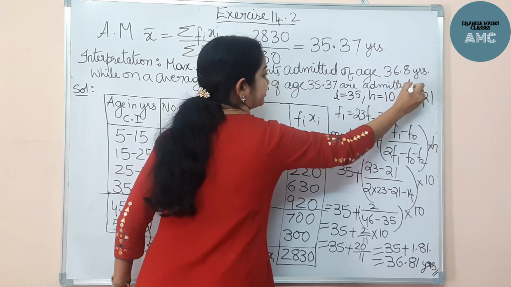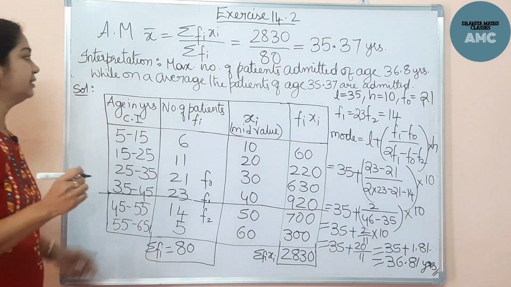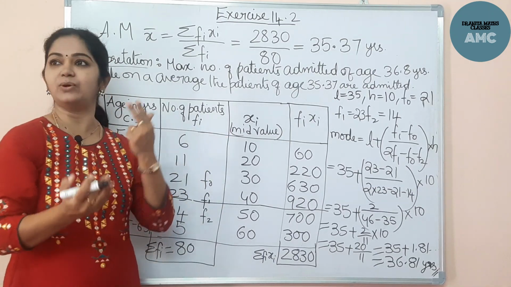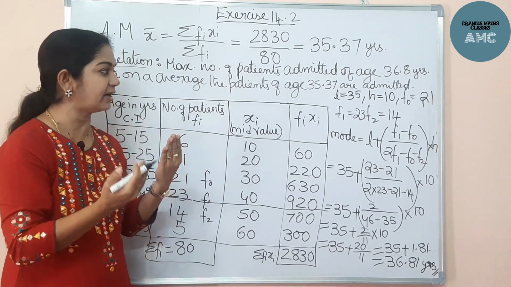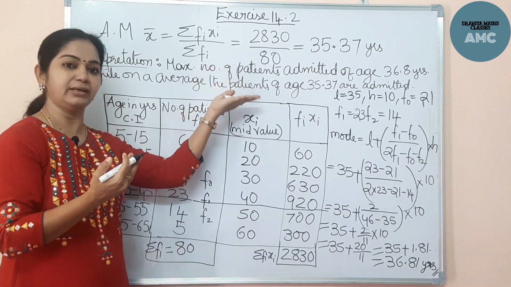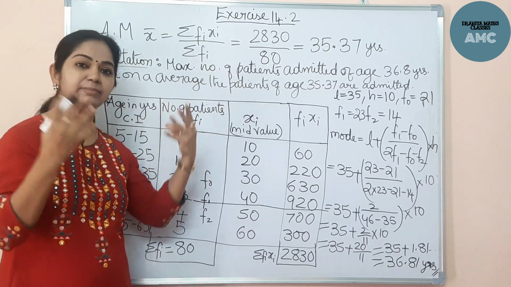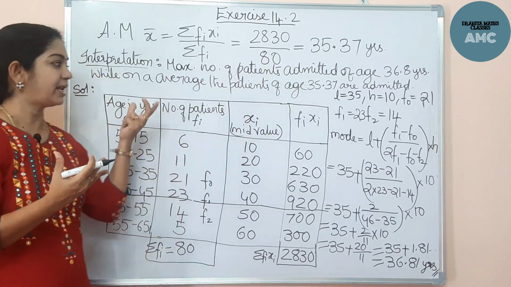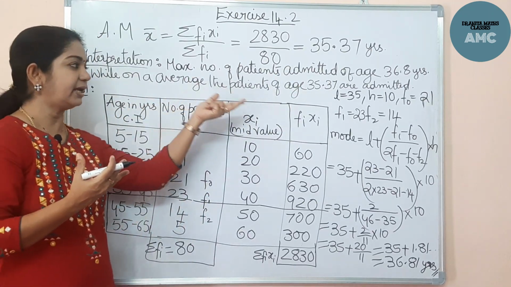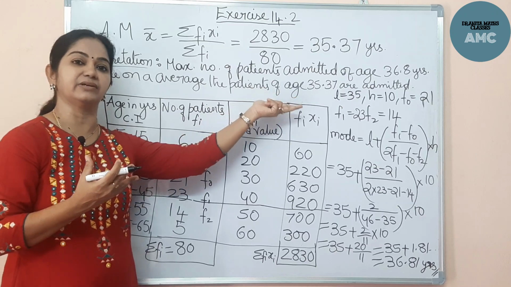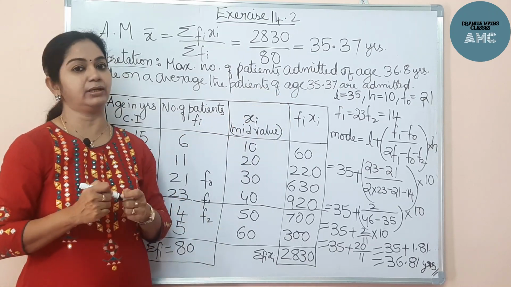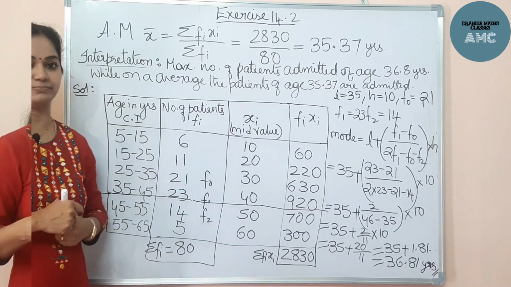Got it, children? Here, students, see here, the interpretation is nothing but we are comparing the values, the mode value as well as the mean value, and we are telling that the mode value is more than the mean value. That means the maximum number of patients admitted are of the age group 36.8, whereas on an average, the age of the patient admitted into the hospital is 35.37. Now pause the video, quickly copy down, we will go to the second sum.